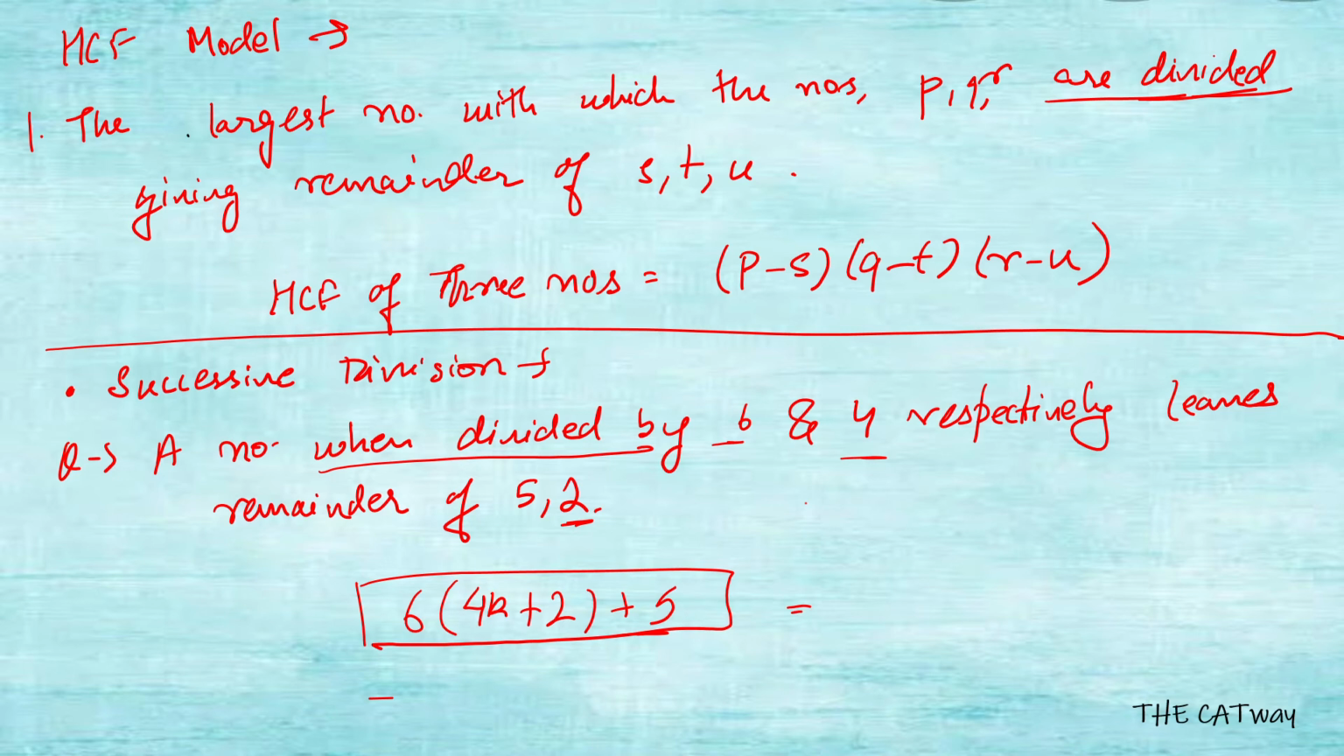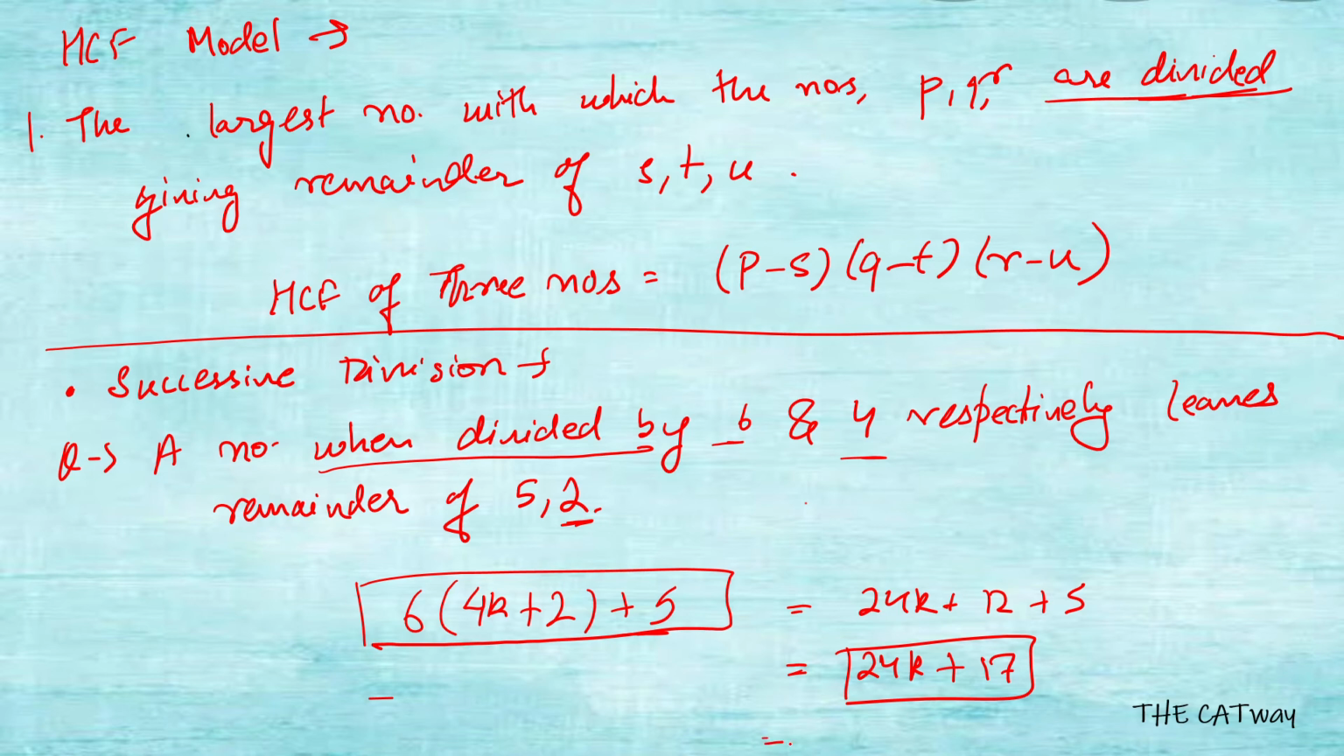Now let's find the smallest number of this form. So the smallest number of this form would be 6 into 4k plus 2, and plus 5. What we'll do is we multiply 6 with 4k plus 2, so we will get 24k plus 12, and we have plus 5, so we have 24k plus 17. So this will be the smallest number that we have. Now the smallest number depends upon what value of k you take.